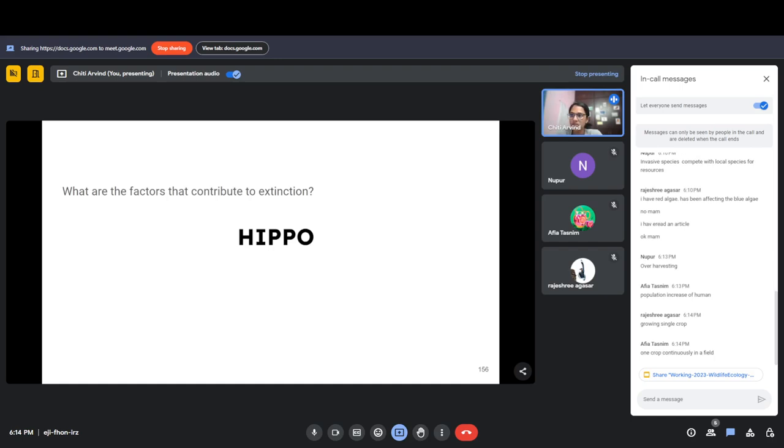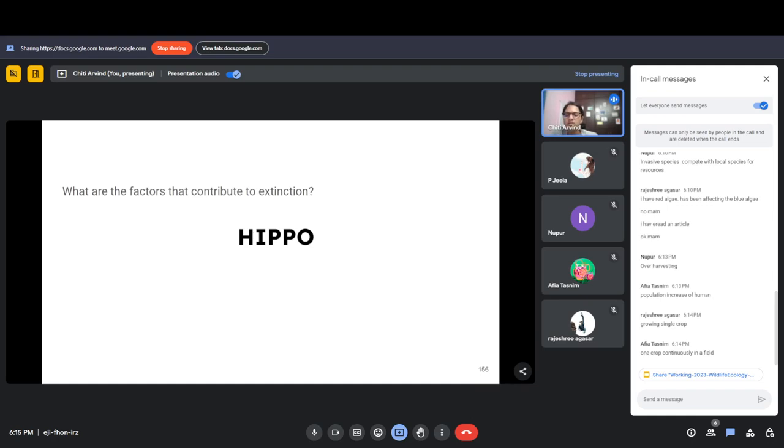Yeah, so you grow one crop continuously in a particular area, and this leads to nutrient depletion and nothing else can grow in that area, and the land becomes barren. So first of all, the areas are cleared so that agricultural fields can come, and then when monoculture is followed, a lot of nutrients are not replenished to the soil, and that's why it can result in loss of general vegetation in that area.